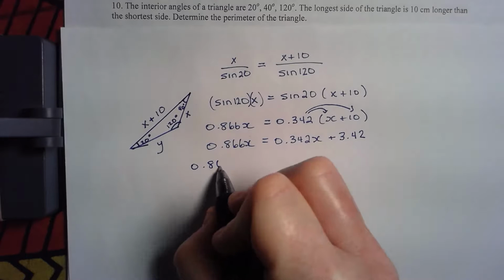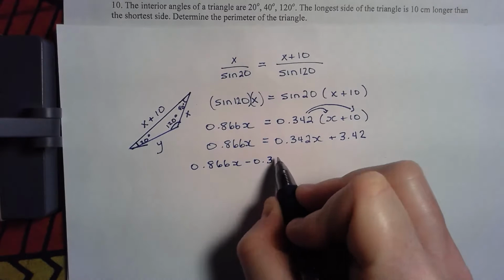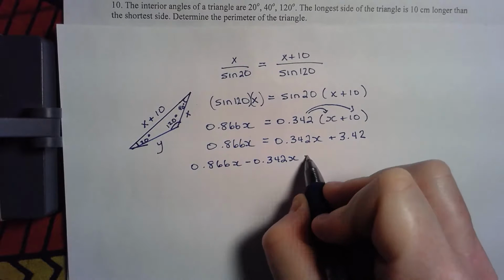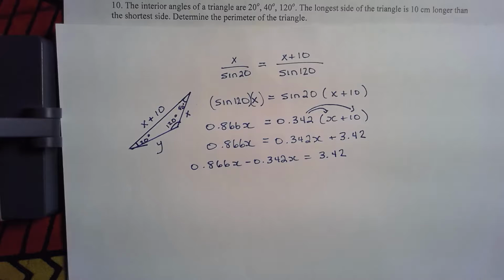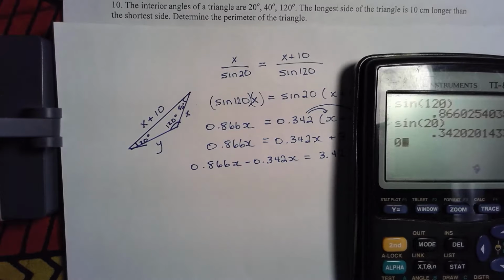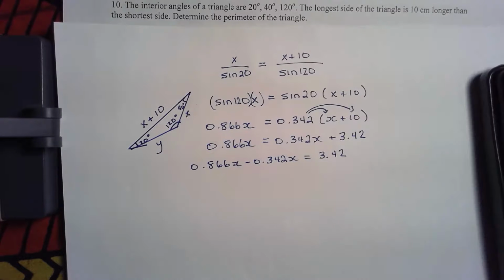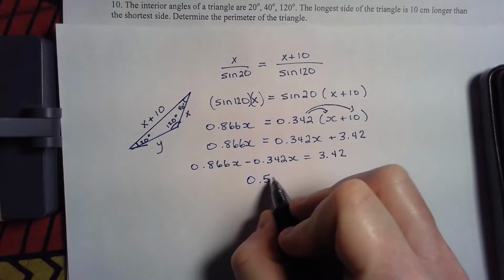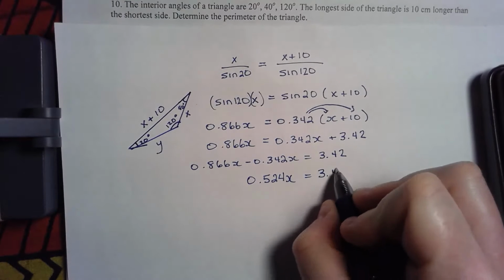So I'm going to do 0.866x minus 0.342x is equal to 3.42. So 0.866 minus 0.342 is equal to 0.524. So I have 0.524x is equal to 3.42.